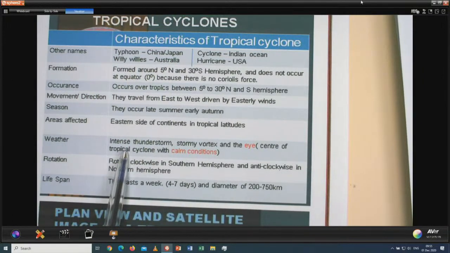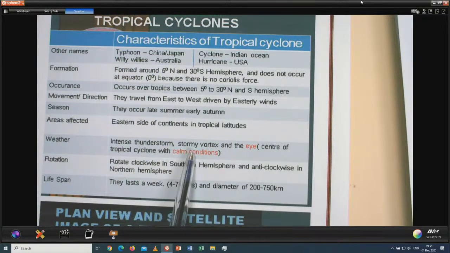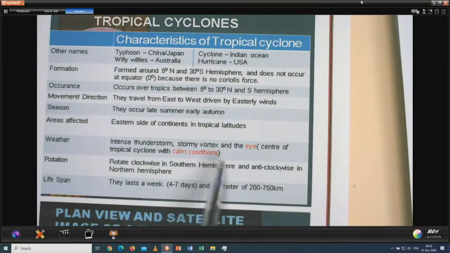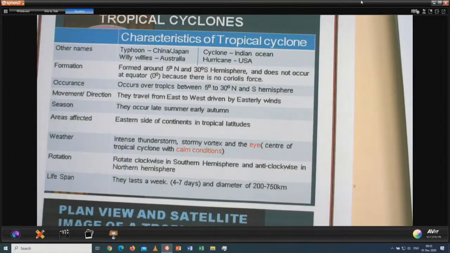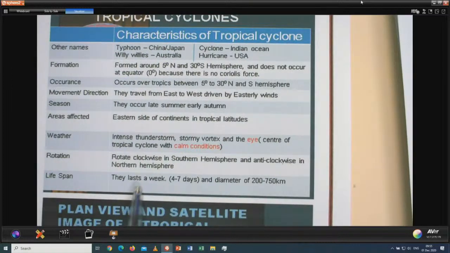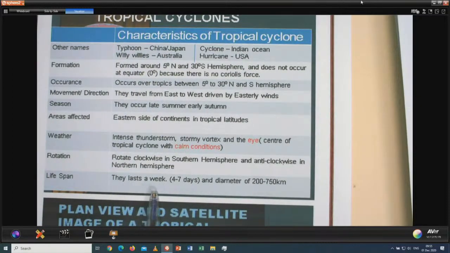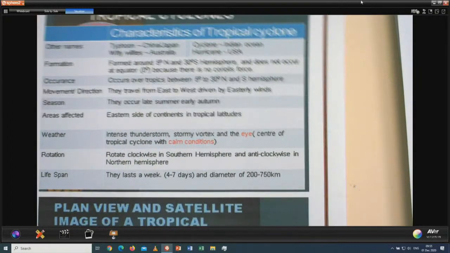Weather: intense thunderstorm, stormy vortex, and the eye. The eye is the center of this system with calm conditions. Calm conditions are nothing else but that we don't have rain there, we don't have wind blowing, we don't have clouds. Rotation: in the southern hemisphere, because it is a cyclone, it is clockwise. Northern hemisphere, anti-clockwise. Lifespan: they last for about a week, 4 to 7 days, and have diameters of around 200 to 750 kilometers.